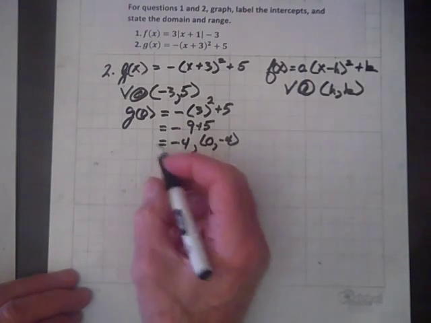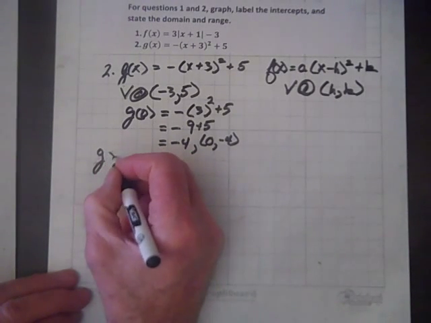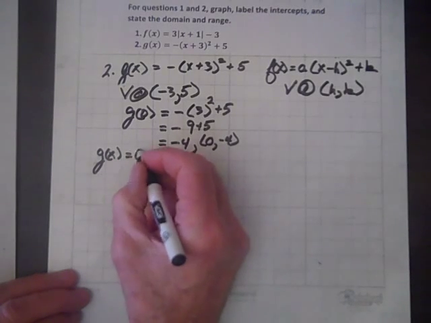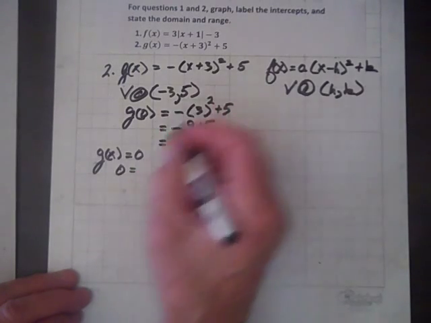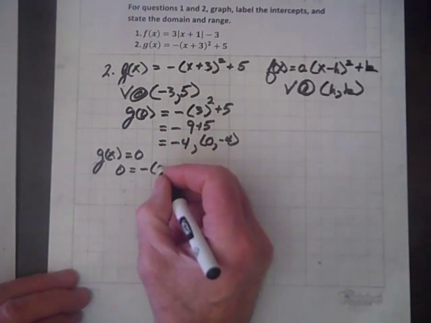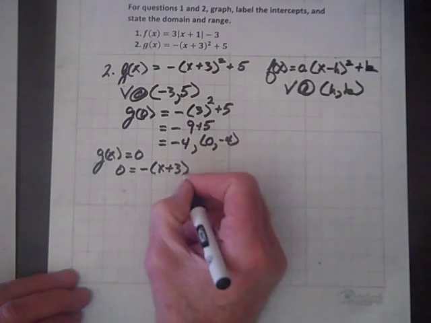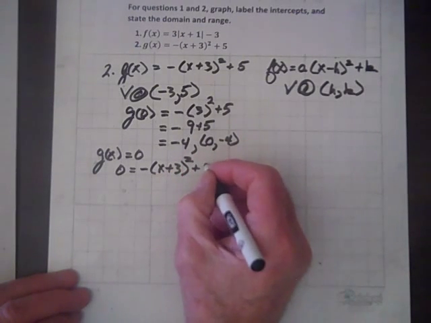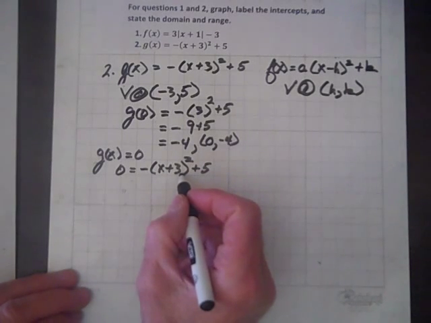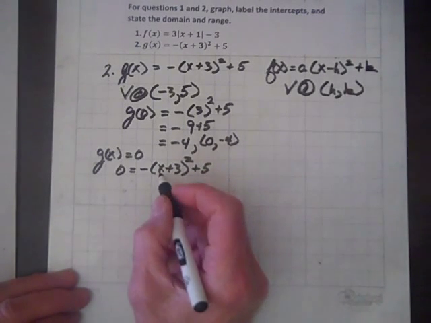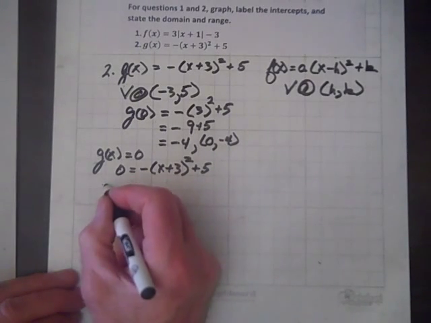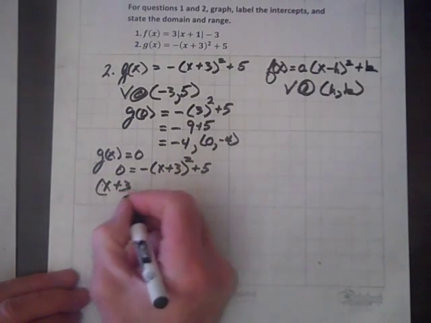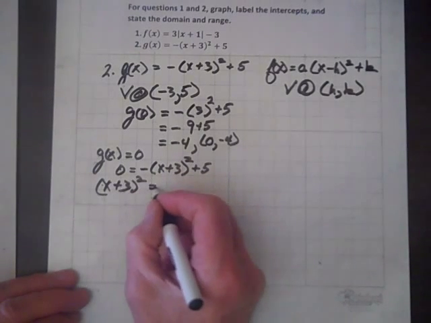Now for the x-intercepts. To find those, we set g of x equal to 0 and solve. That means 0 equals, and our g of x is negative the quantity (x plus 3) squared plus 5. Now we'll add this term to both sides. That is, we'll add the quantity (x plus 3) squared to both sides, and we get (x plus 3) quantity squared equals 5.